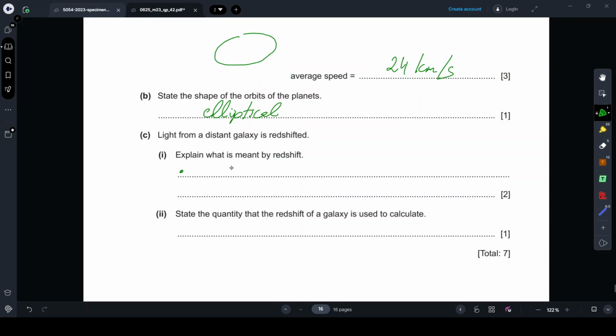So redshift is when the wavelength appears to be increased, longer, right? A wavelength appears to be longer. This question came before as well. And so it's 2 marks, you need 2 points. And this is a sort of evidence that galaxies are moving away from the Earth and the universe is expanding.